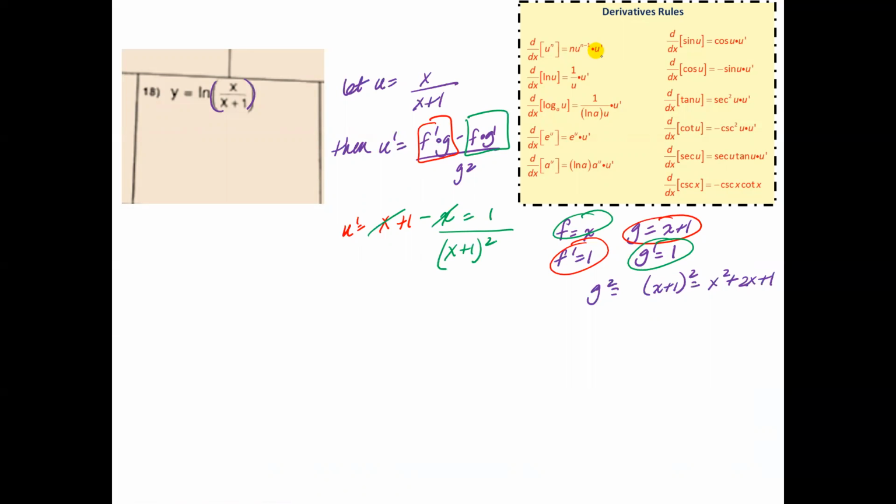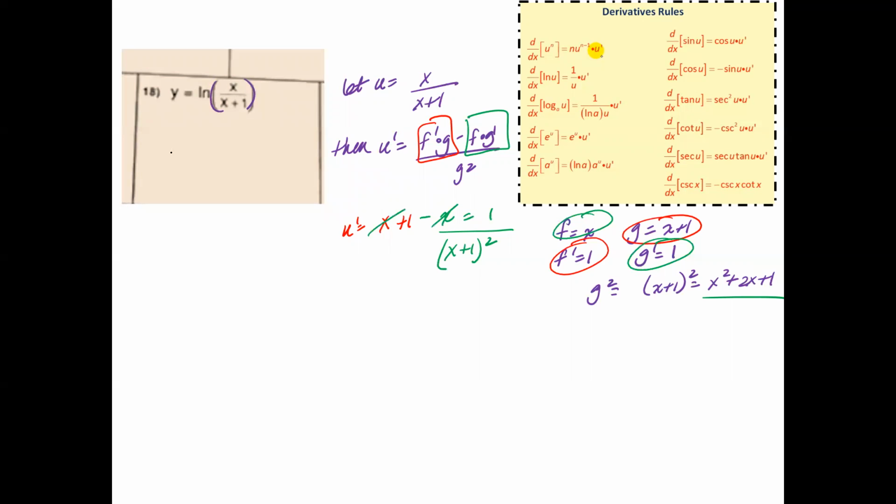I'm going to leave it in the parentheses squared, so that way I can go back and forth between that form and this form. Maybe we'll cancel something. I don't know. We'll have to see where this leads us. But at least I have my u prime.